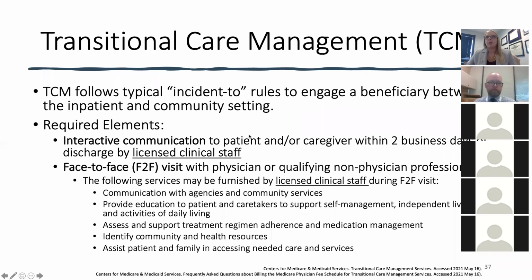Now, this is a bundled service. So the face-to-face care spent by maybe you as the pharmacist or the physician will be accumulated with that time spent in non-face-to-face care. And the required elements will be that the patient is contacted via some interactive communication, maybe text, email, phone call, within 2 business days of discharge. And this could be a licensed clinical staff member. So maybe that's a pharmacist, maybe that's a care coordinator or a nurse within your institution.